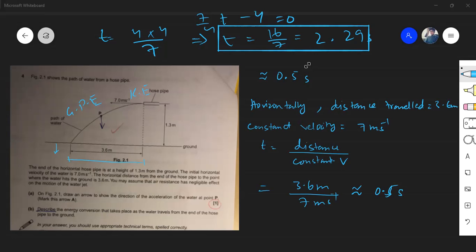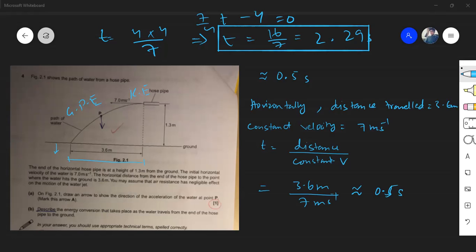So the distance that the water travels horizontally was given, which is 3.6 meters. And the question told you already that the water has a constant velocity in the horizontal direction, that is 7 meters per second. Just use these two pieces of information to find the time, which is t equals distance over speed, which is 3.6 divided by 7, approximately 0.5 seconds. So this makes it easier.